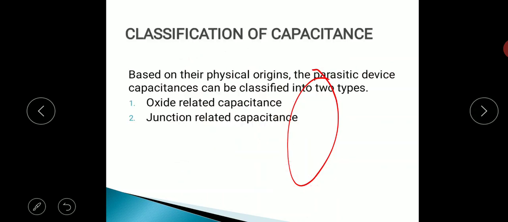Next, we start discussion from classification of capacitance. Based on their physical origin, the parasitic device capacitance can be classified into two types, that is oxide related capacitance and junction related capacitance.